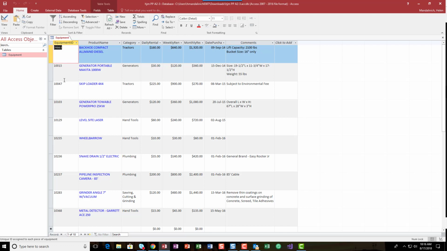So in the service table, you could have this skip loader 10047 many times. Well, we know in the equipment table 10047 can appear only one time because it's the primary key. Primary keys have to be unique. In the service table, 10047 appears many times, so we know it can't be the primary key. But it is what's known as a foreign key.